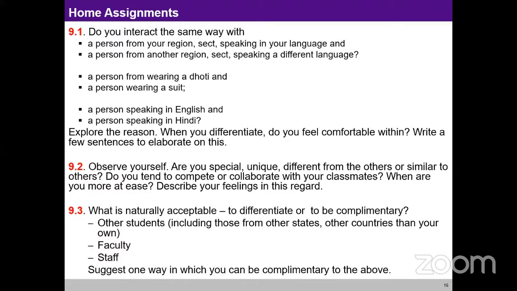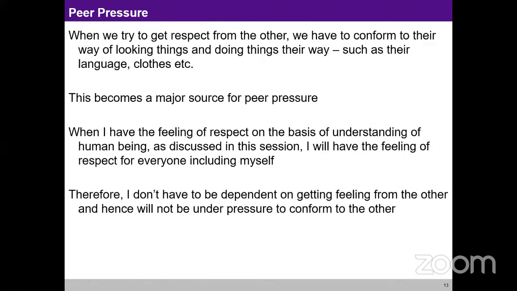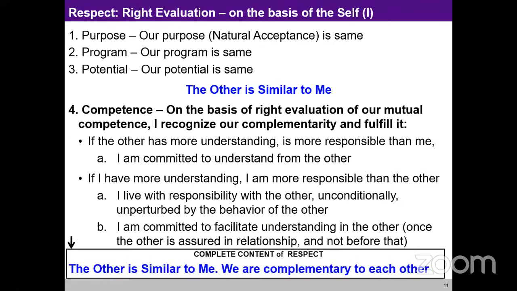Yes, ma'am. Ma'am, you have said that if the other person is responsible, we want to follow them. But how can we know that he is understanding or not? Yeah. So we are not saying that we have to follow them, but we can understand from the other. If the other person has more understanding, then we can understand from them. How do we know they have more understanding? They will behave responsibly with me, right? If the other person is shouting, if the other person is misbehaving, then I know that the other person doesn't have more understanding. I don't see them behaving responsibly, right?